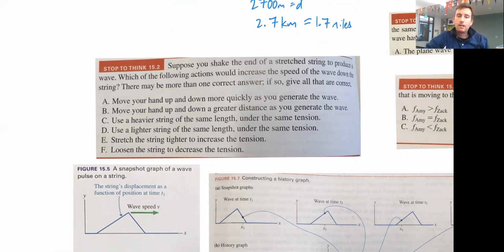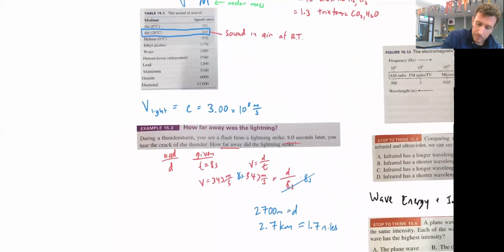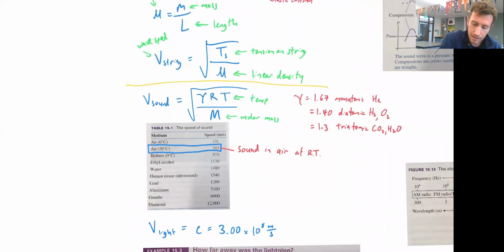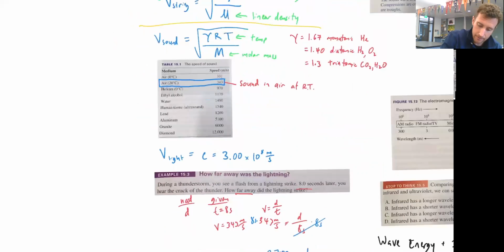Okay. So to increase the speed of the wave, move your hand up and down more quickly as you generate the wave. No, that would increase the frequency, but the wave speed would stay the same. The wave speed is based on the material, and so that always stays the same. And we could also just refresh our memories. We know that the wave speed on a string is based on the tension and the linear density. And the linear density is based on the mass divided by the length.